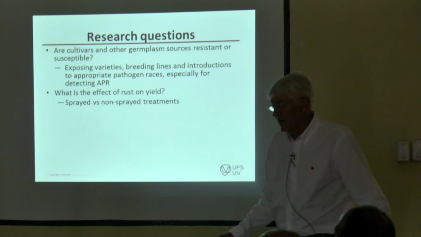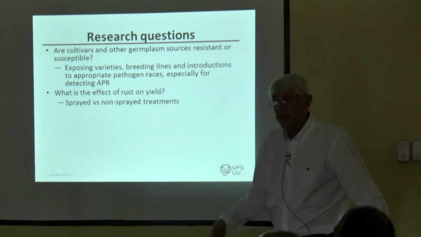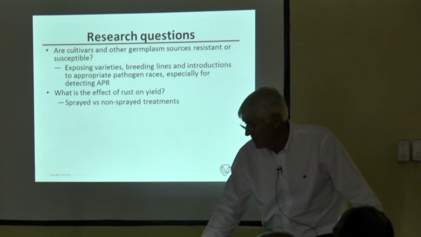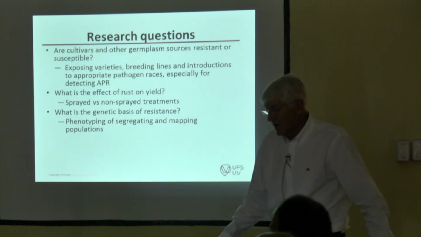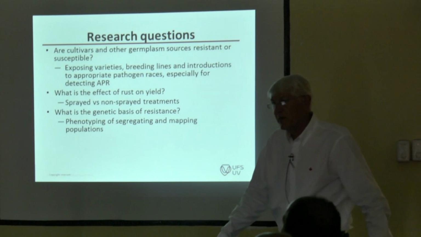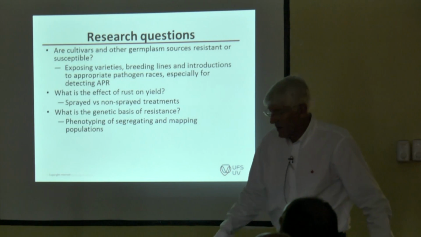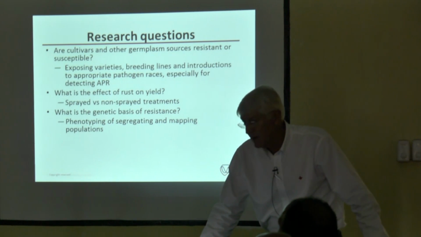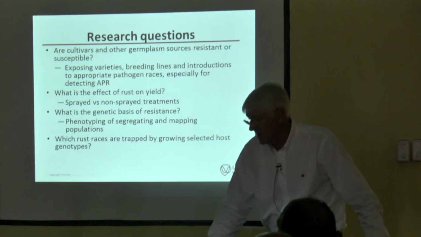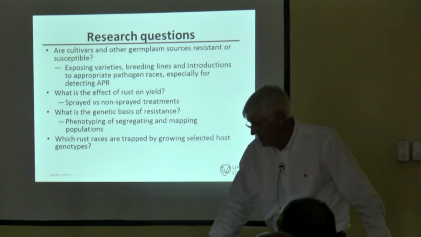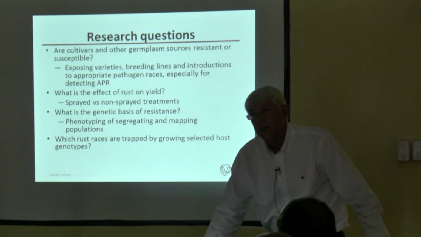We may also want to know what is the effect of rust on yield, and then have sprayed versus non-sprayed treatments. That's got to be done in the field. We can also phenotype mapping populations in the field to determine the genetic basis: how many genes are involved, where are the genes or QTL located in mapping exercises. And then also maybe something like trap plots, simply exposing certain host genotypes to the prevailing races in your region.